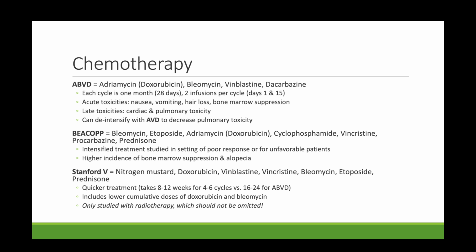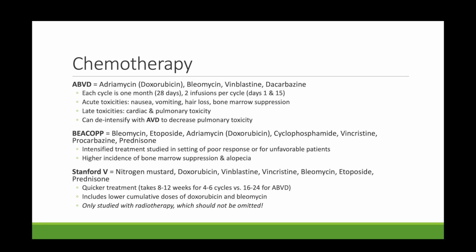Some of the studies that we'll talk about in the next lecture actually de-intensify the chemotherapy if patients have a good response up front to 2 cycles of ABVD. In the subsequent cycles, they consider de-intensifying with just AVD. So they drop the bleomycin and just use AVD to try and decrease some of that pulmonary toxicity. So ABVD, adriamycin, bleomycin, vinblastine, and dacarbazine, you should know what that regimen is and what drugs are in it.